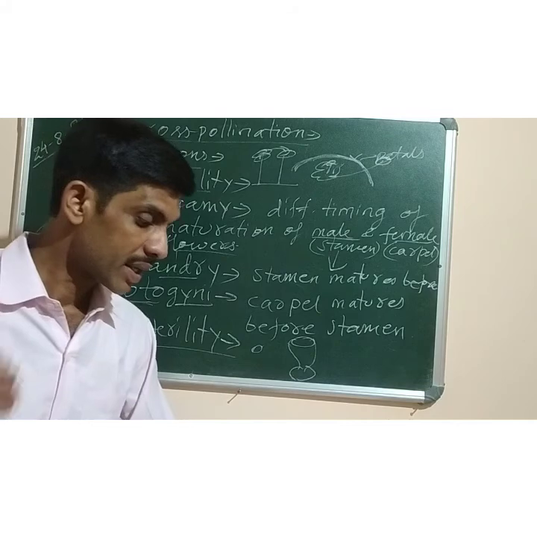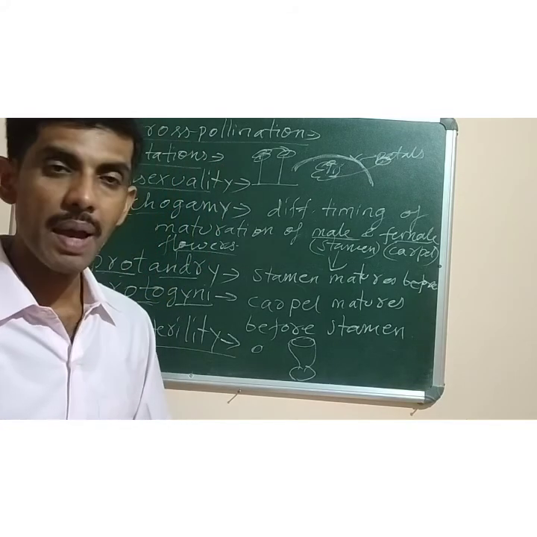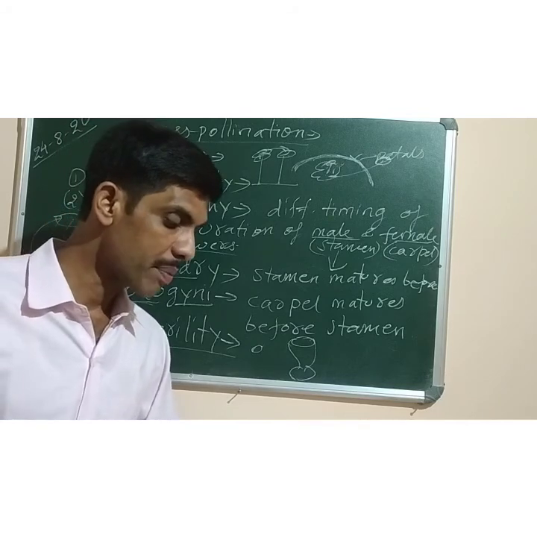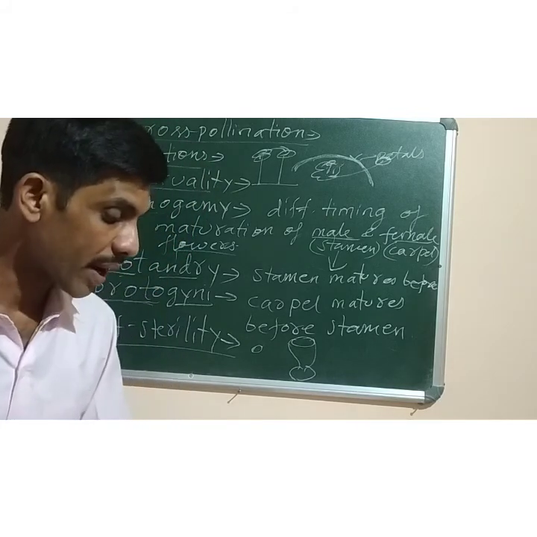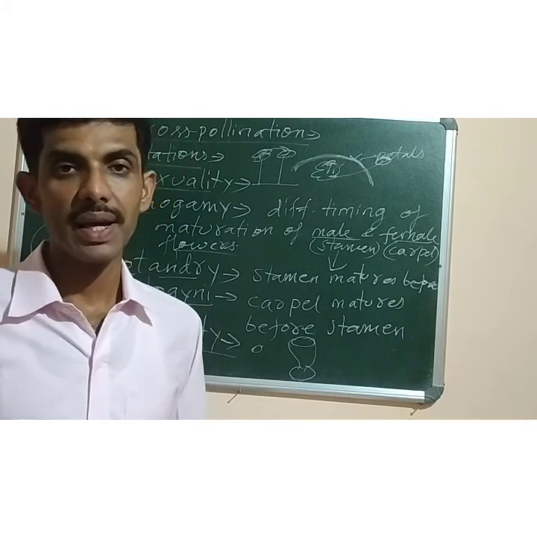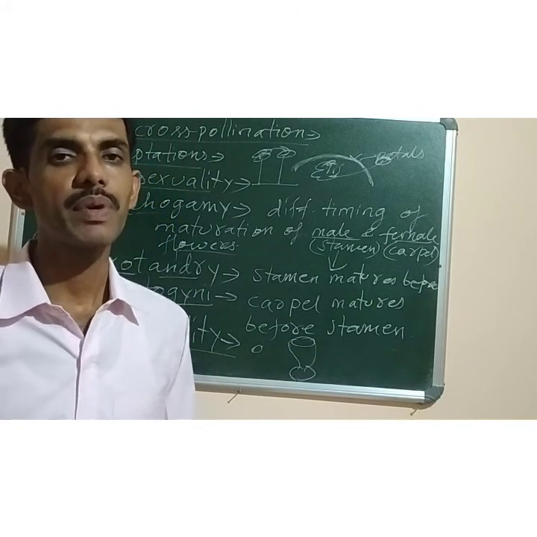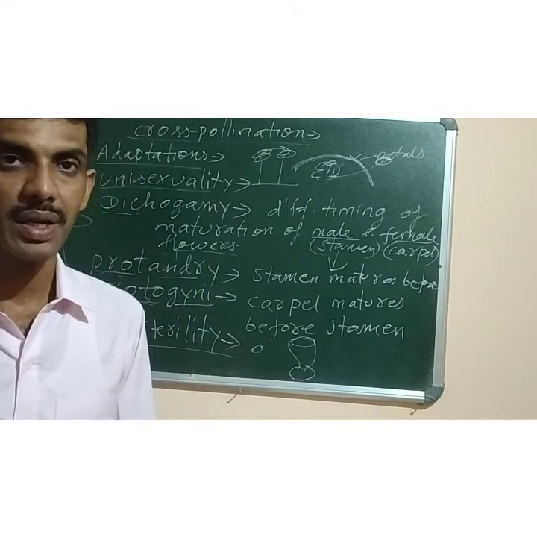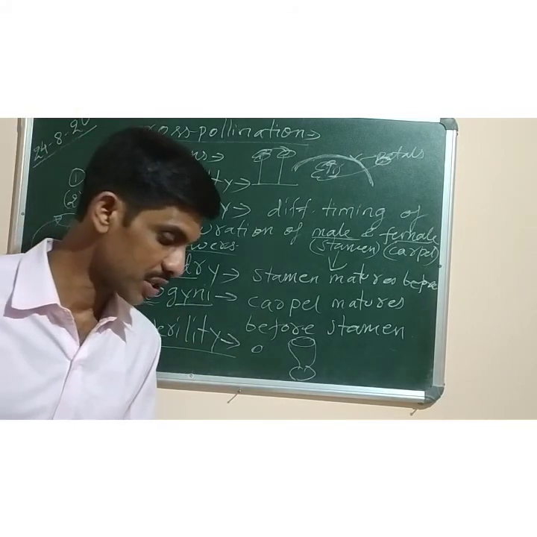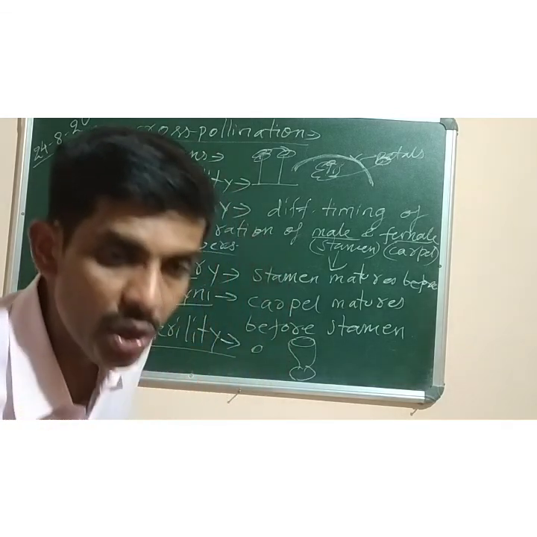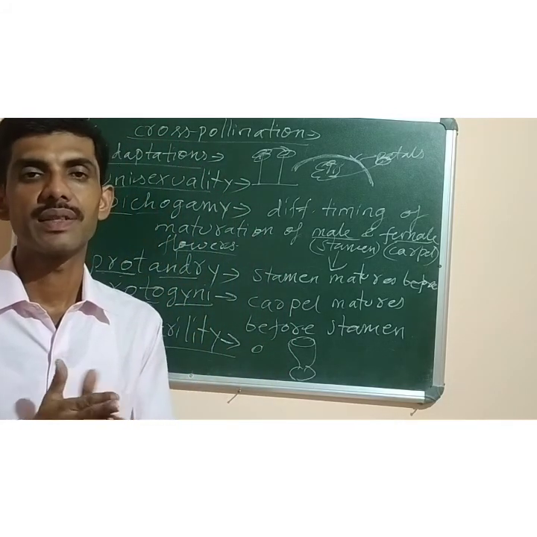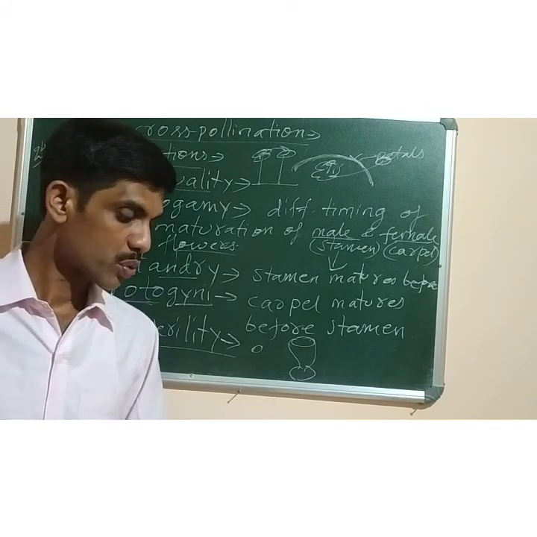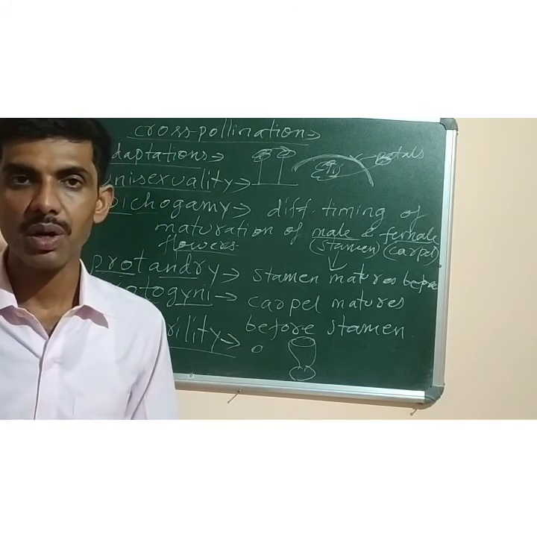Third one, due to cross-pollination, sometimes very good characters of the race are eliminated or they become diluted. And the fourth point, some undesirable characters may creep. May creep means it can enter inside the offsprings. And the last point, that is disadvantage of cross-pollination, is it is an uneconomical process because it results in the wastage of pollen grains. So next we have the differences between self and cross-pollination.